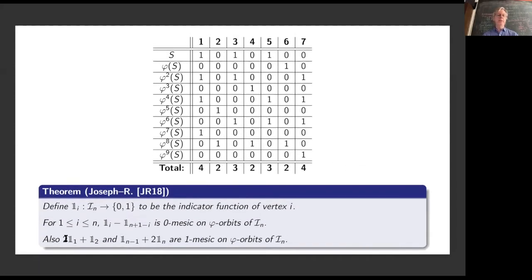It's also easy to see that if you take twice the value in the first column plus the value in the second column, that's 1-mesic, which means that 2 times 4 plus 2 should be 10, which is the length of this orbit. And by the symmetry, that'll also be true there.